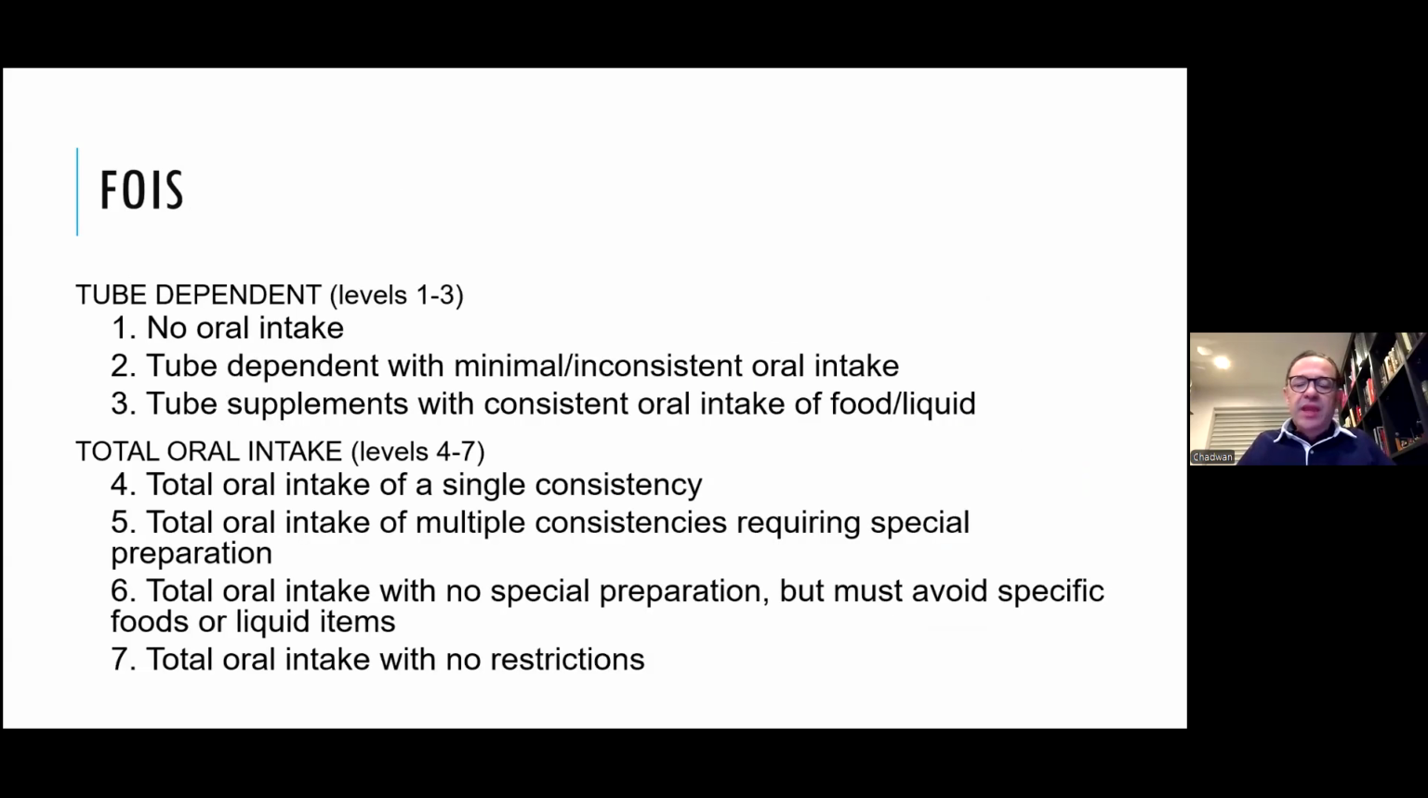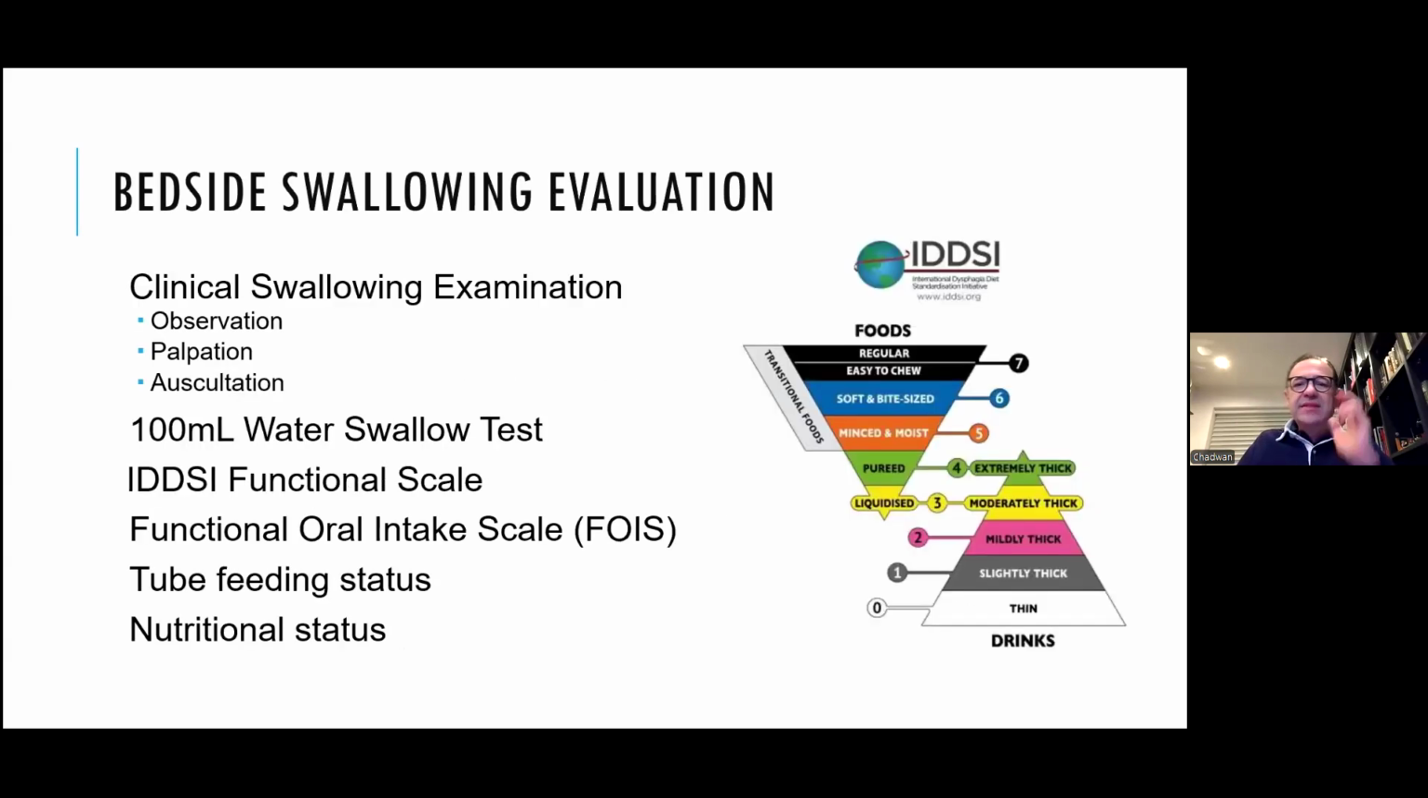So if we start with the functional oral intake scale, this is a way of categorizing the patient's swallowing ability. Let me talk first about the IDDSI. That's the International Dysphagia Diet Standardisation Initiative. I'm sure a lot of you are familiar with all this terminology. This is not new, but it has become more the standard way of referring to things. So we all use thick, mildly thick, extremely thick. Then you look at puree, minced and moist, etc., when you're describing a patient's diet.